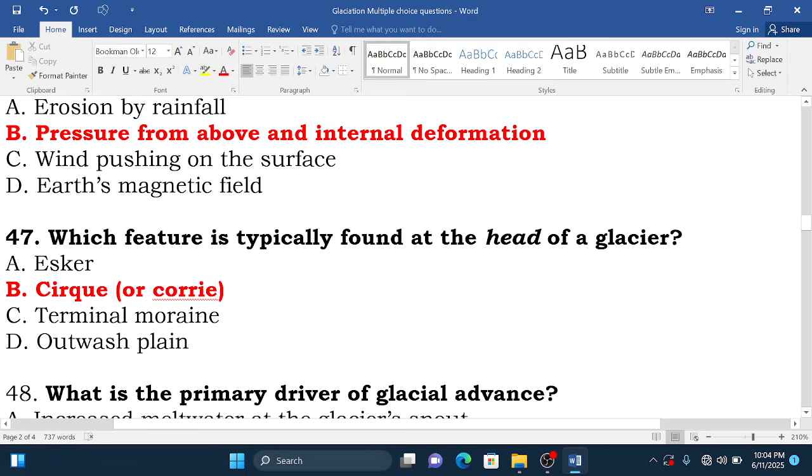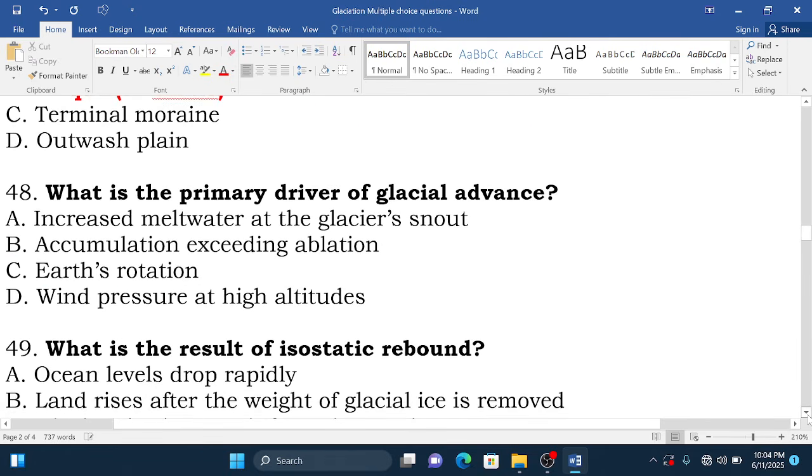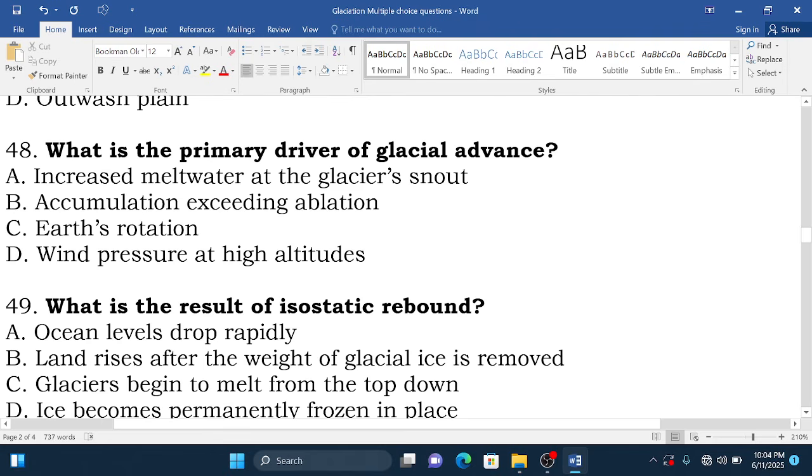We go to question number 48. Question number 48 is asking, what is the primary driver of a glacier advance? A, increasing meltwater at the glacier's snout. B, accumulation exceeding ablation. C, Earth's rotation. D, wind pressure at a high altitude. So the correct answer is B, where accumulation exceeds ablation. It's the primary driver of a glacial advance.